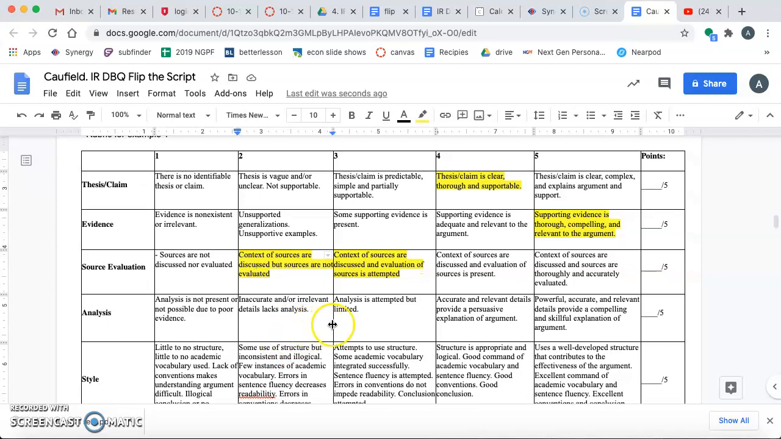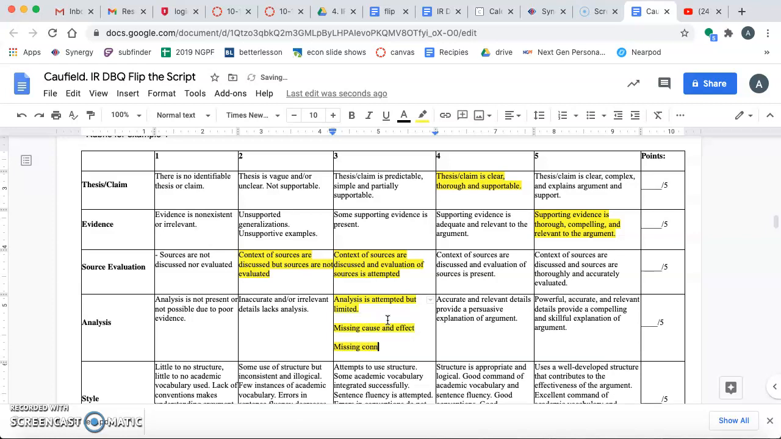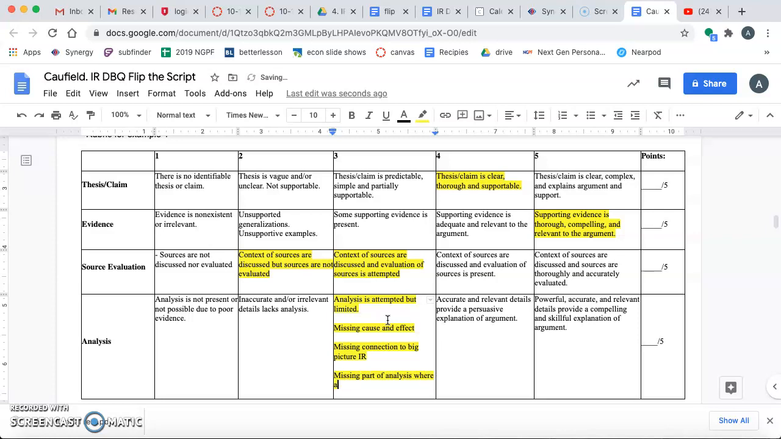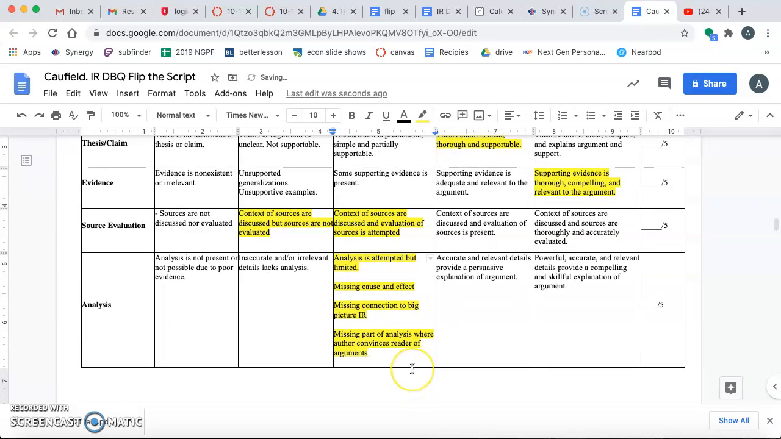For the analysis, I gave them a 3 because they attempted to analyze, but they were missing some really important parts. Missing cause and effect, missing connection to big picture Industrial Revolution, and missing a part of analysis where the author convinces the reader of the argument, right? I'm not convinced after reading this DBQ that the negatives outweighed the positives of the Industrial Revolution. I see that negatives happened, but they don't convince me that the negatives were more important than the positives.